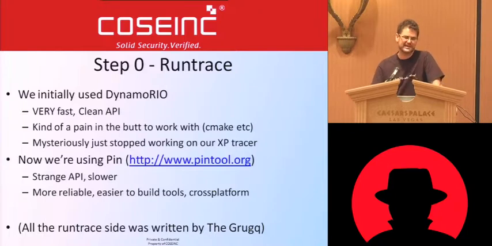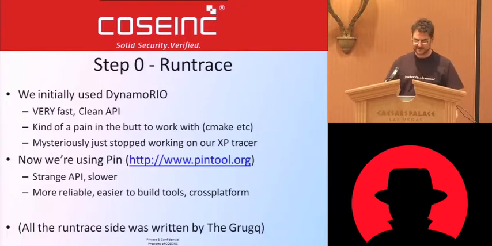Pin is a weird looking API, and it's a little slower, just because of the difference in the way it works, which is much more complicated than I'm going to explain here. But it's more reliable, it's easy to build tools, and it's cross-platform. It also is apparently what all the cool kids are using.